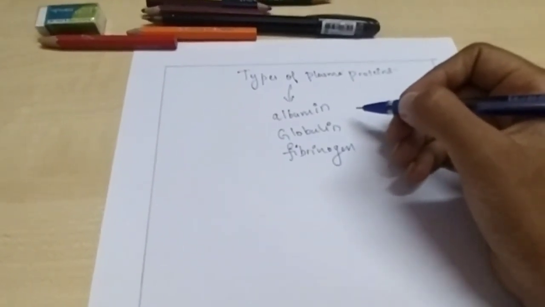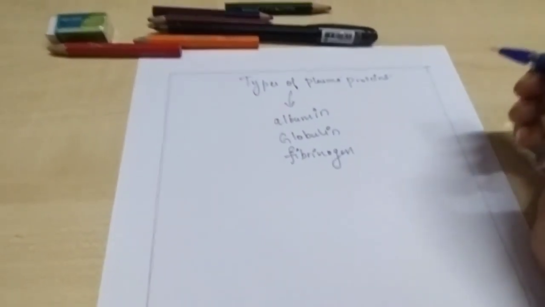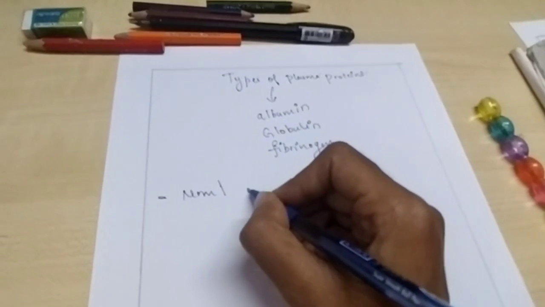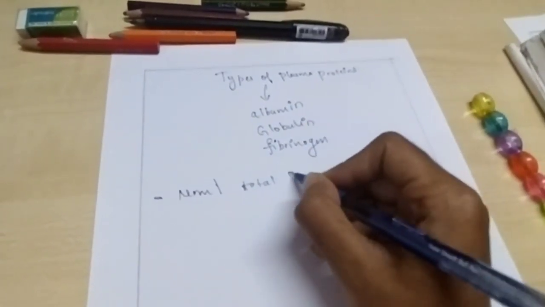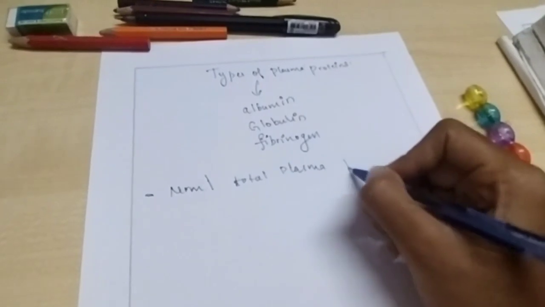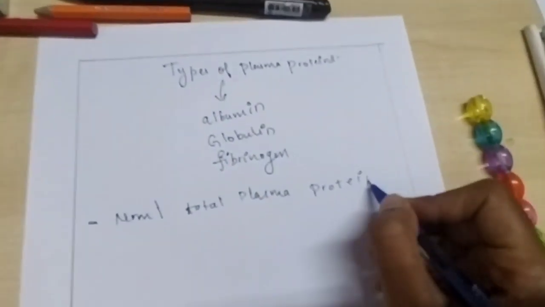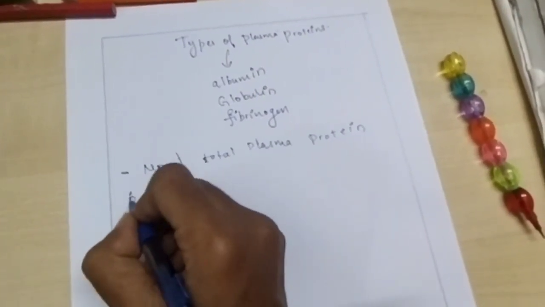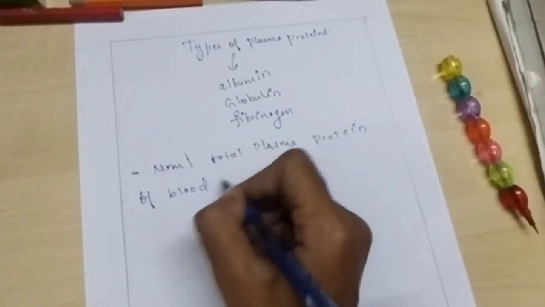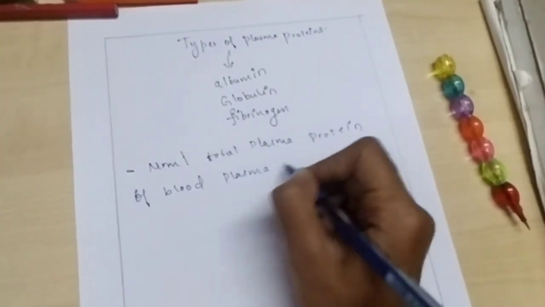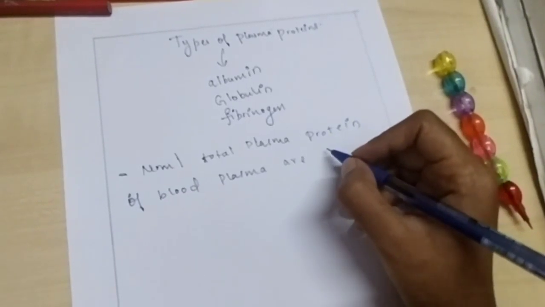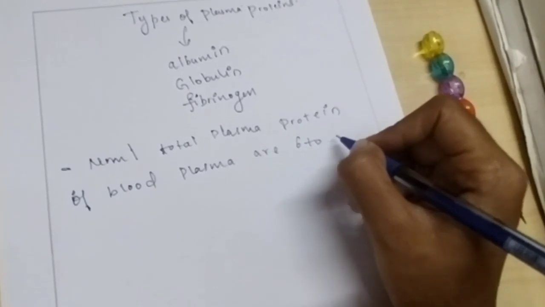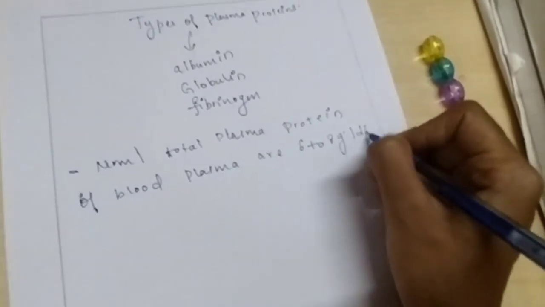Normal plasma protein concentration is around 6 to 8 grams per deciliter. So let's mention that point. Normal total plasma protein of blood plasma is 6 to 8 grams per deciliter.